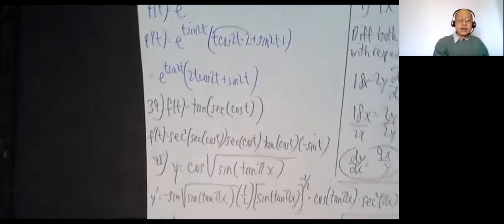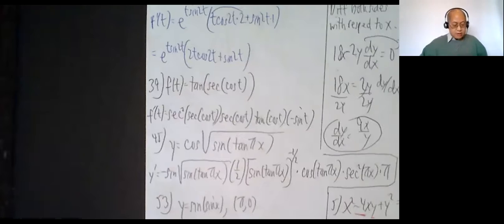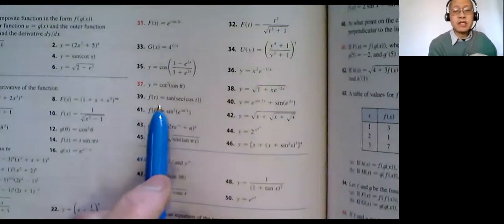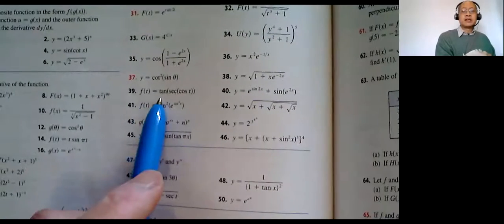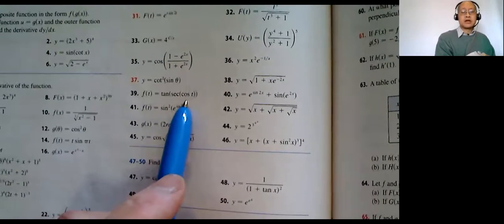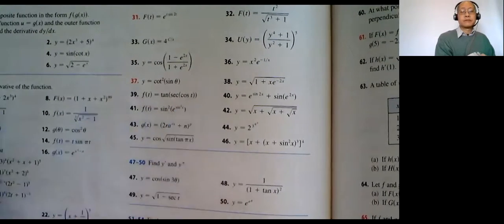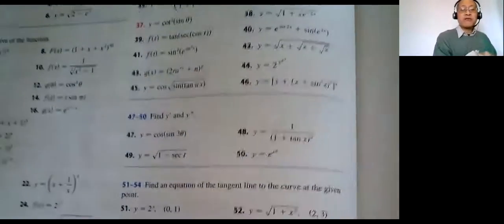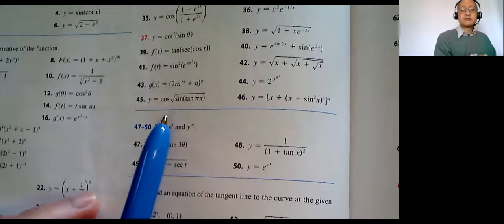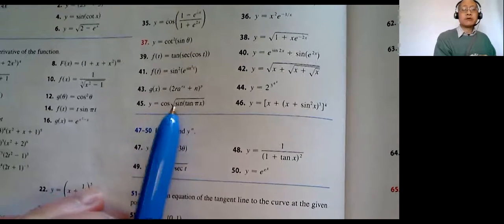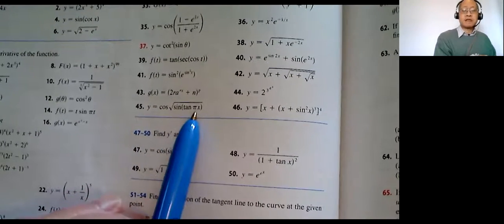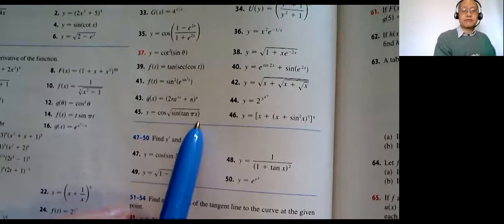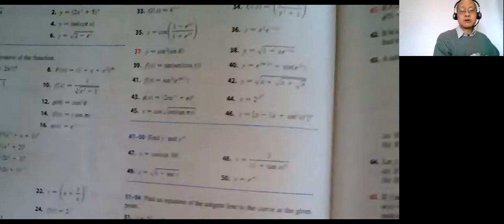All right, I wanted to show you 39 and 45 because they're much more messy. 39 is a composition of 3 functions: tangent, secant, cosine. 45 is just about as bad as they get. In 45, there are 5 functions involved: cosine, square root, sine, tangent, and then pi x. So we have to do the chain rule 5 times for 45. So I was going to show you those.